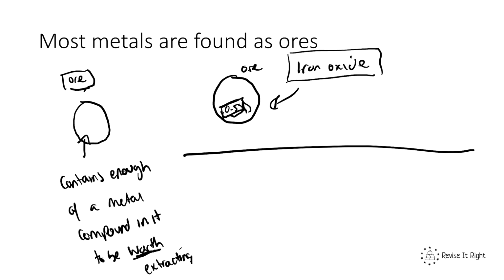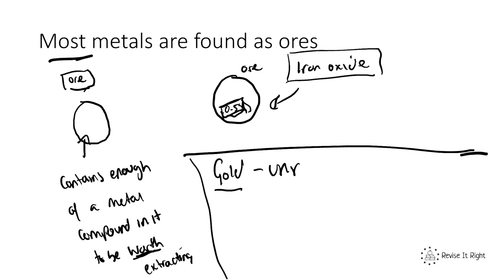Some elements are actually not found within ores. So we said here that most elements are found as ores. Some elements are not found as ores and are actually so unreactive that they can be found as elements of their own in the Earth's crust. So for example, we look at gold. Now gold is incredibly unreactive, and because of that it won't have reacted with oxygen to form an oxide, and it will just be present in the Earth's crust. Okay, so some elements are not found as ores because they're so unreactive. For example, we have gold.